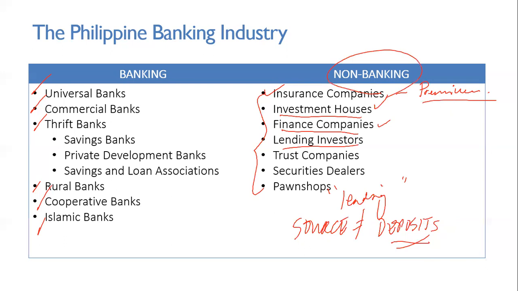Now, ito lahat to, they can take in deposits. That's why they are banking institutions. However, iba-iba sila ng size. Ang universal bank, mas malaki sa commercial bank. Ang commercial bank, mas malaki sa rural bank. So, usually, these are all related to size, yung kanilang mga differences.